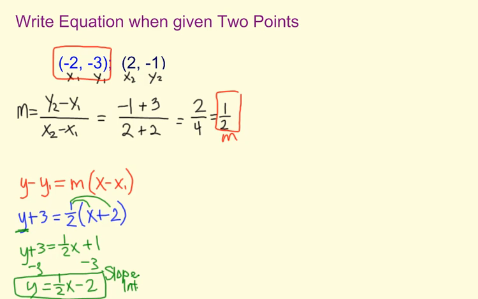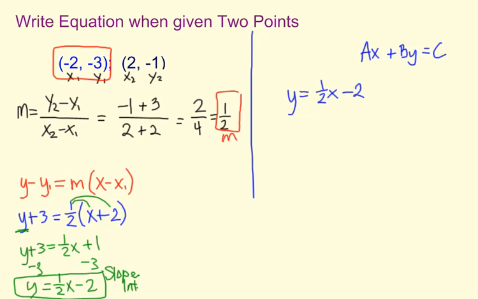Now I mentioned we're going to go ahead and get this into standard form also. Standard form is your ax plus by equals c. So we're going to take our slope-intercept form. Right now our equation looks like y equals 1/2 x minus 2. And we want to have the x's and the y's on the same side. So we'll go ahead and subtract 1/2 x from both sides. So we have a negative 1/2 x plus y equals negative 2.